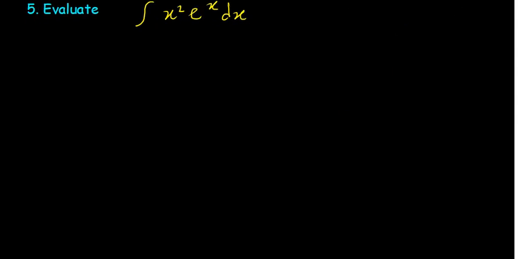Now we have here: evaluate the integral of x squared e to the power x dx. How do we go about it? Well, in the same vein, we have got signs, derivative, integral. We'll start with the positive. So what I'm going to do, I'm going to put x squared here because I can differentiate it to get a constant. I'll put e to the power x here.